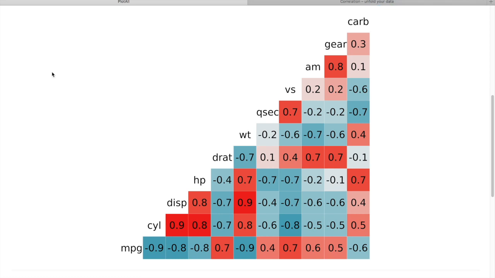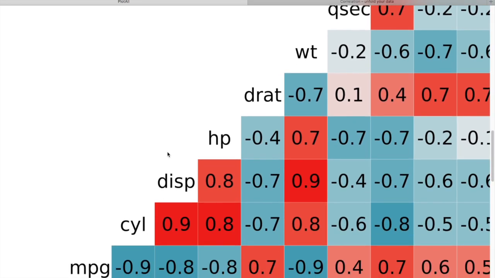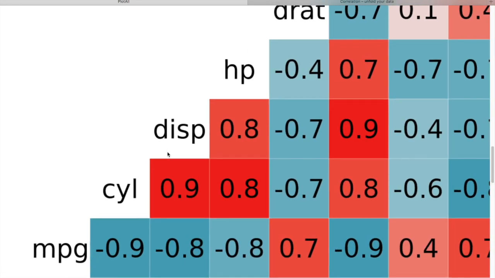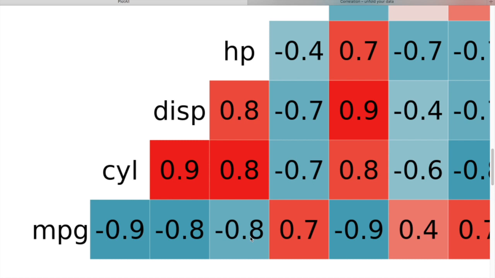In this matrix, each block represents the Pearson correlation coefficient between two variables. For example, if we look at negative 0.8 here, it is the Pearson correlation coefficient between horsepower and miles per gallon. And this is very similar to our finding in the last plot, where we saw a negative correlation between the two.